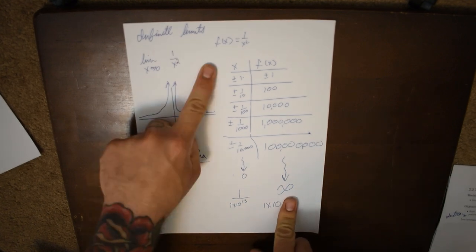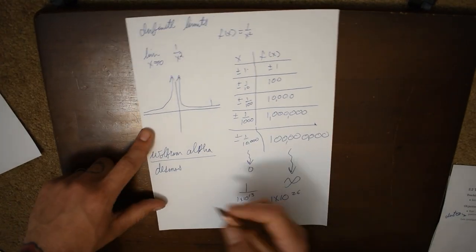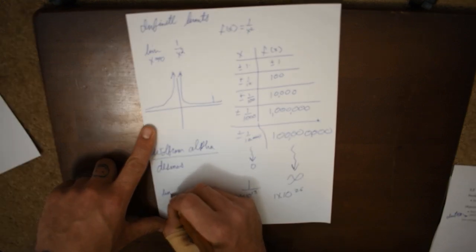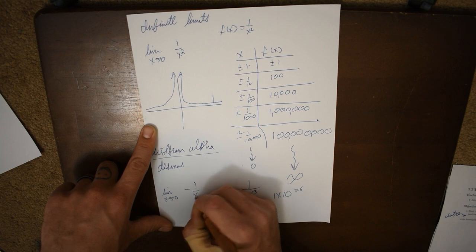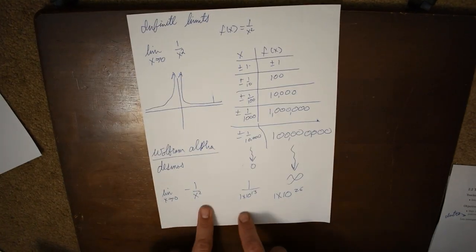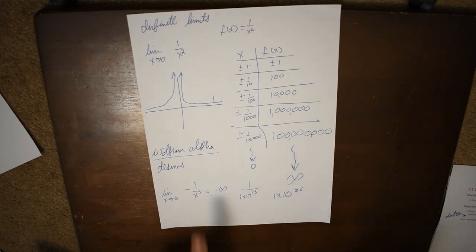So, infinite limits, numbers can tend towards infinity. And what happens if we took the limit as x went to 0 of negative 1 over x squared? Well, same thing's going to happen, but in the negative direction. This thing is going to tend towards negative infinity.